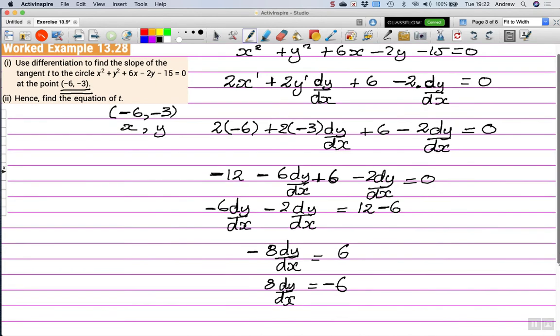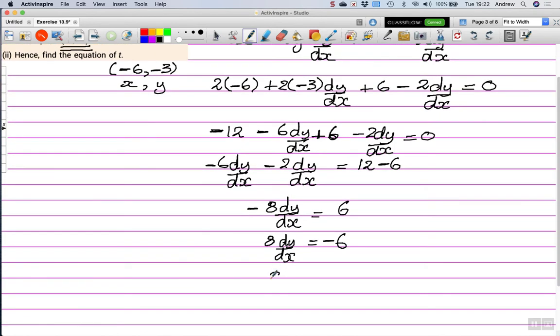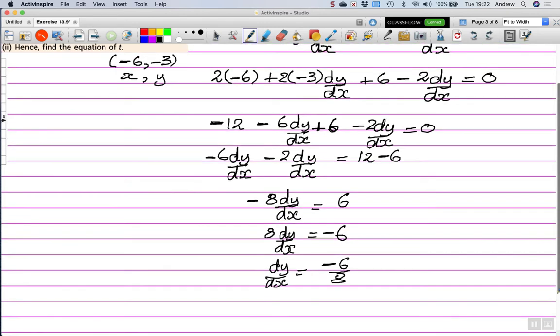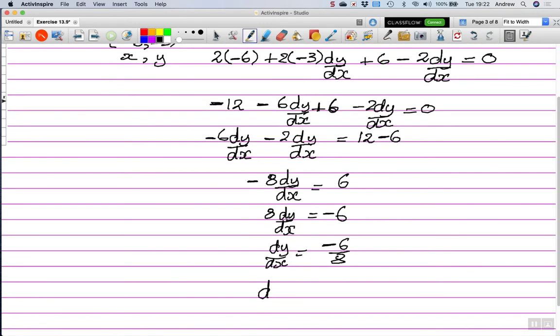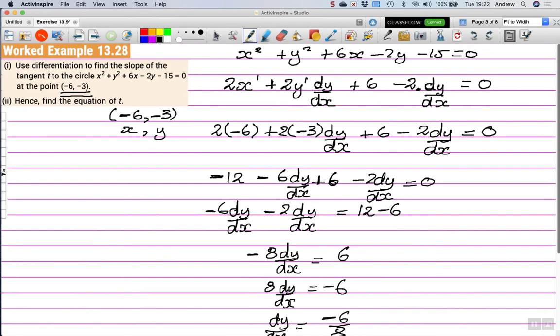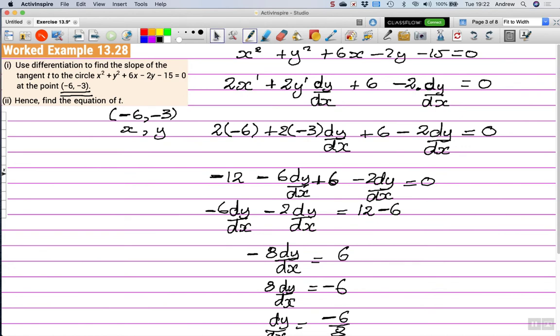And now we're going to divide both sides by 8. So dy/dx is equal to minus 6 over 8. So dy/dx is equal to minus 3/4. Okay, so that seems to be the end of part 1. Now part 2.